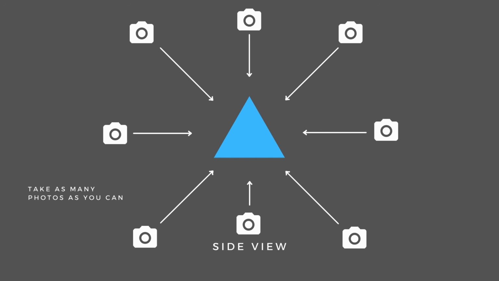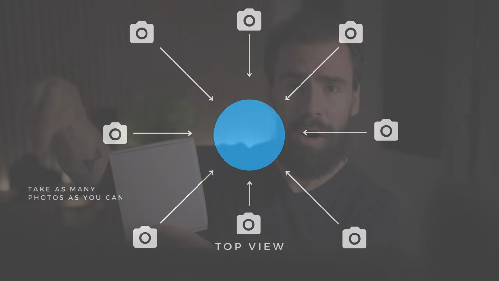What you want to do is take photos from every possible angle all around your subject. You want to take photos from the underside. You want to take photos from on top. You want to essentially move in a circle around your subject and get photos from every conceivable angle. That is what photogrammetry is about.